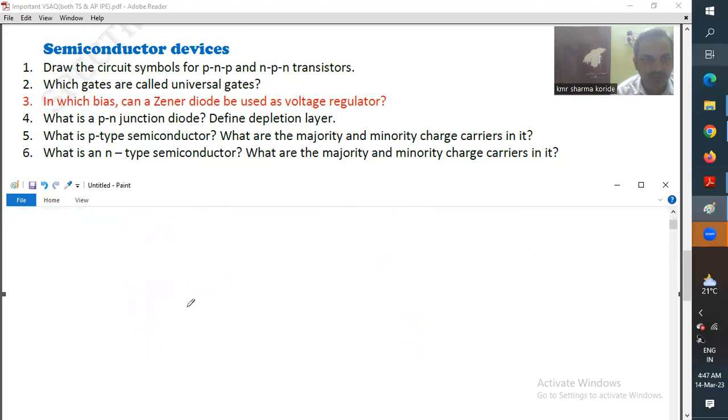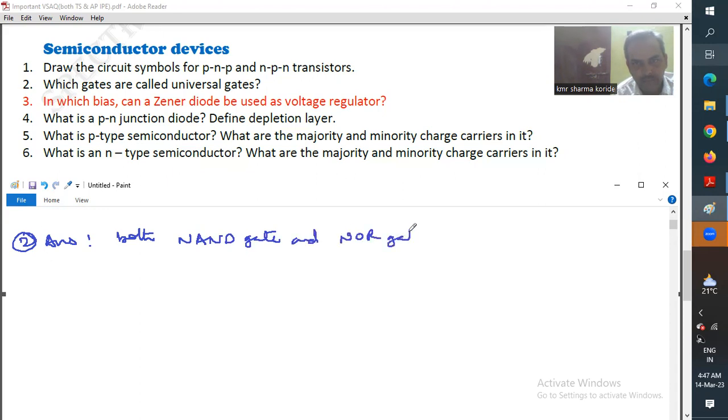Moving to the next question. Which gates are called universal gates? The answer for the second one is both NAND gates and NOR gates are universal gates.